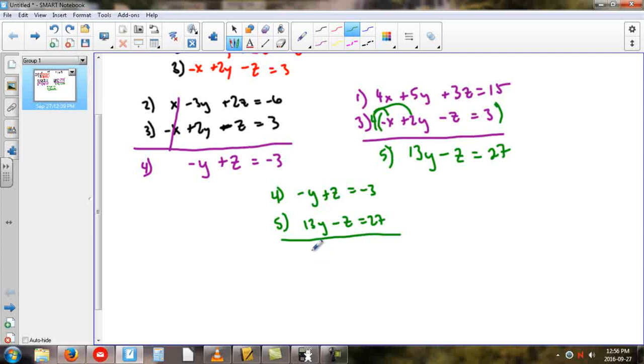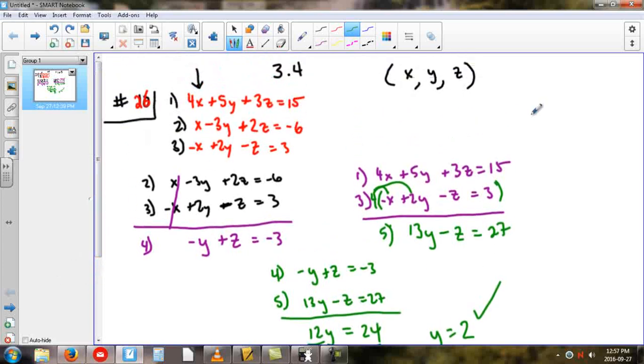The y's turn out to be 12y. The z's cancel, and I get equal to 24. If I divide by 12, y comes out to be 2. There's the first piece of my ordered triple. So I can come up here, put a 2 between 2 commas. But I still need the x and the z.